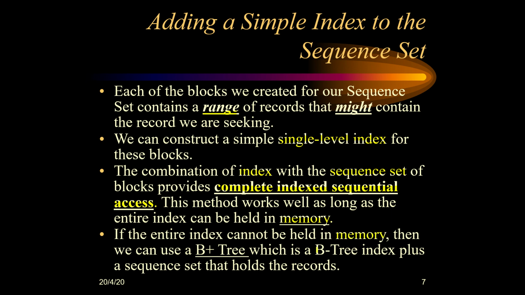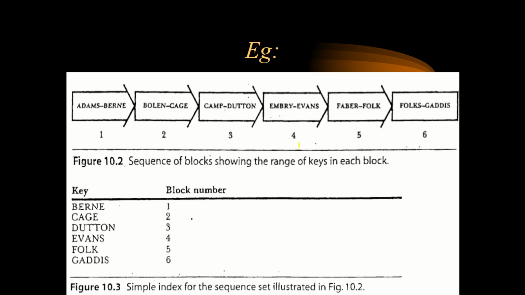Before, we have seen that B tree was used. Now in this case, the concept of index is also introduced. So I go for the next concept known as B plus tree index, B plus tree, where both the index and the sequential set can be introduced. So this is how it looks like.